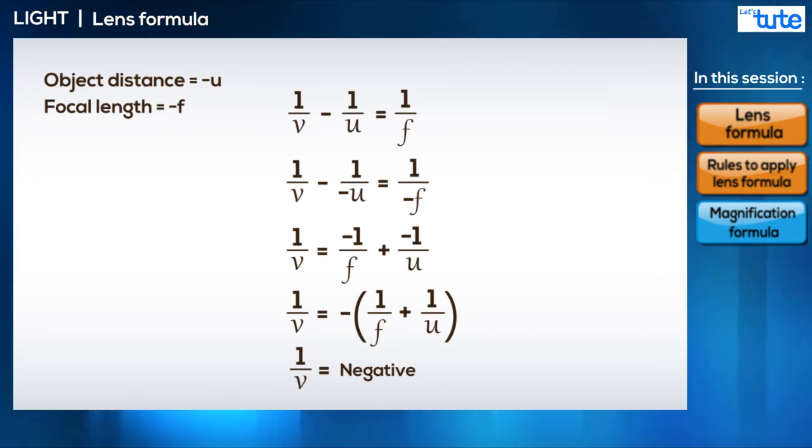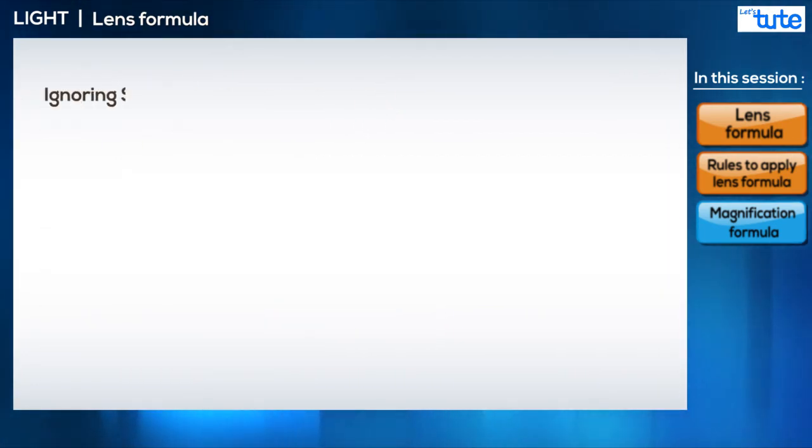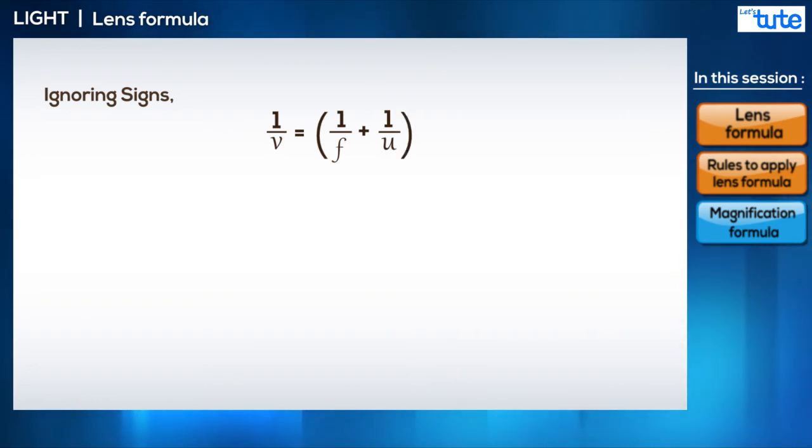And to find if it will be between the focus and optical center, we just need to prove that the magnitude of the image distance is less than the focal length. Now we know, ignoring signs, that 1 by v will be equal to 1 by f plus 1 by u. We can ignore the sign as it is only giving us the sign of v.